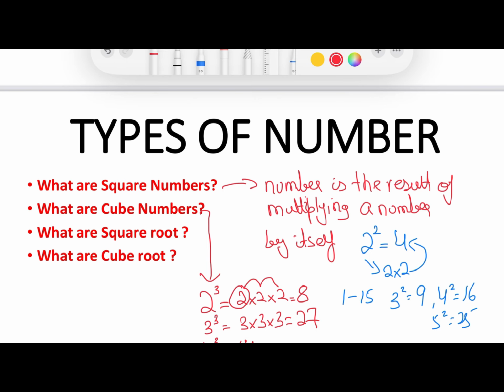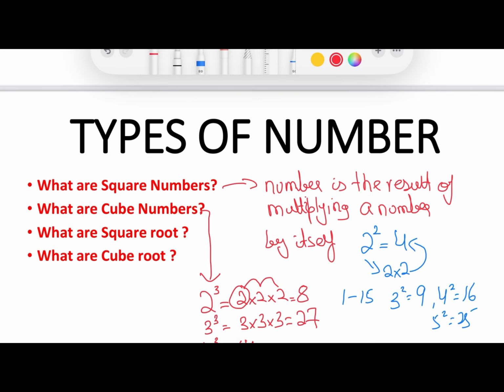Okay, now what are square root and cube root? There is a very detailed question we have in further lectures about this. Now I am just giving the basic concept of square root and cube root. A square root of a value is the number that when multiplied by itself is equal to that value.